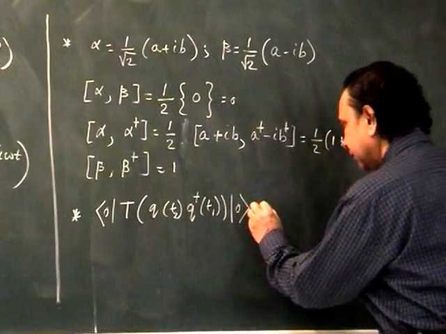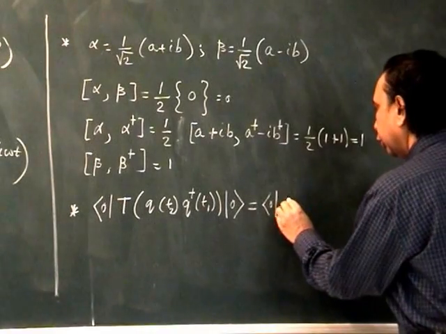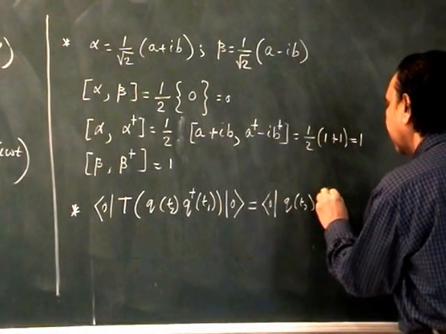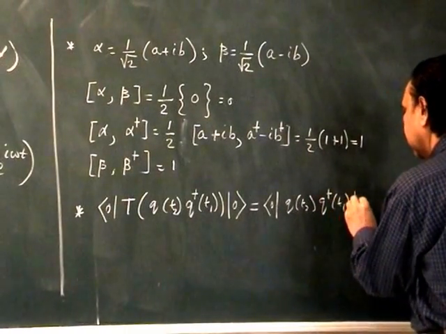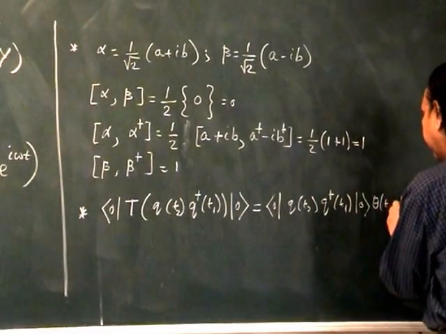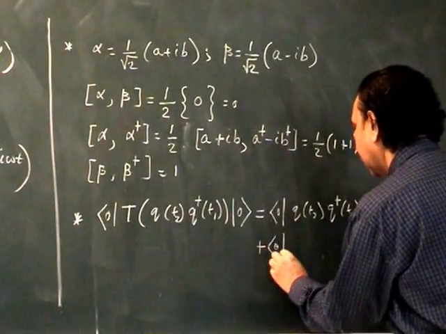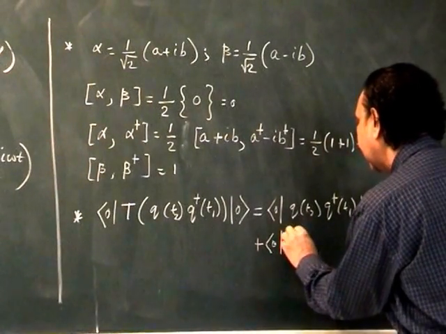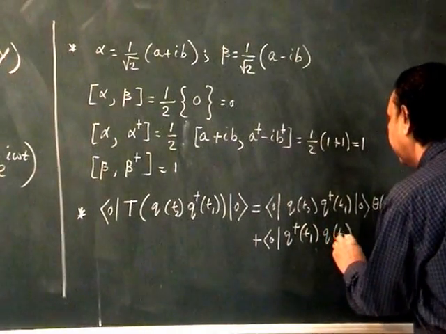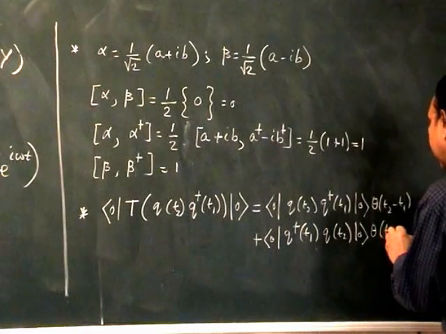Okay? So the definition of this quantity is 0, Q at t2, Q dagger at t1, 0, with the theta function on t2 minus t1, plus 0. I want to flip, so I have a Q dagger of t1, Q at t2, 0, theta of t1 minus t2.